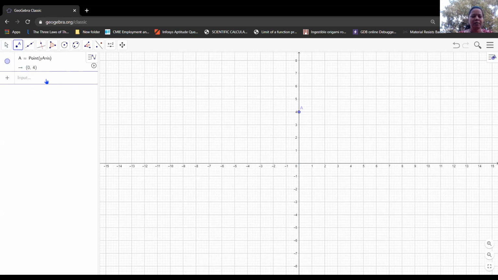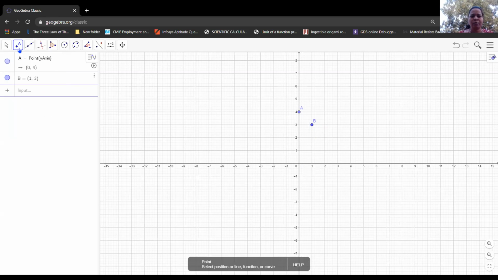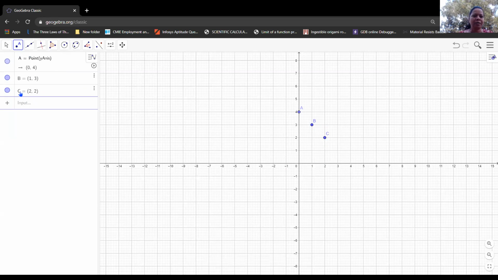Next we plot point B, 1, 3, that is the x coordinate is 1 and the y coordinate is 3. So this is the second point. We see the coordinates of B, 1, 3. The third point we plot is 2, 2, x coordinate 2, y coordinate 2. That is the coordinate of point C, 2, 2, here. The fourth point is 3, 1.